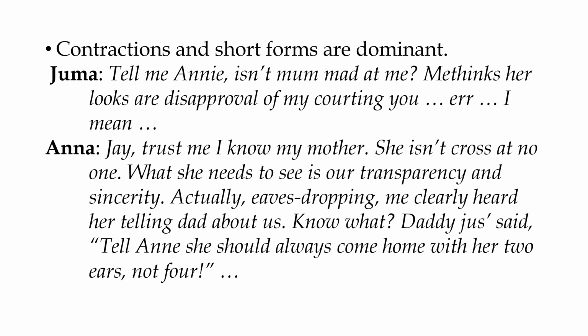For example, Juma says, "Tell me, Annie, isn't Mom mad at me? Me thinks her looks are disapproval of my courting you." Anne replies, "Jay, trust me, I know my mother. She isn't cross at no one. What she needs to see is our transparency and sincerity. Actually, eavesdropping, me clearly heard her telling Dad about us. Know what? Daddy just said, tell Anne she should always come home with her 2 ears, not 4."